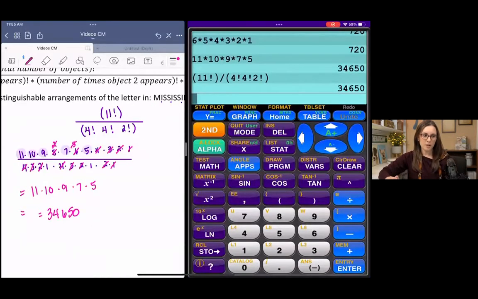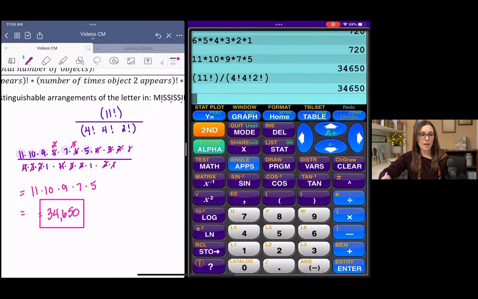You can see in my calculator here, the second line on the calculator has 11 times 10 times 9 times 7 times 5. That's for when I did it by hand. And we got 34,650 ways to arrange those letters.